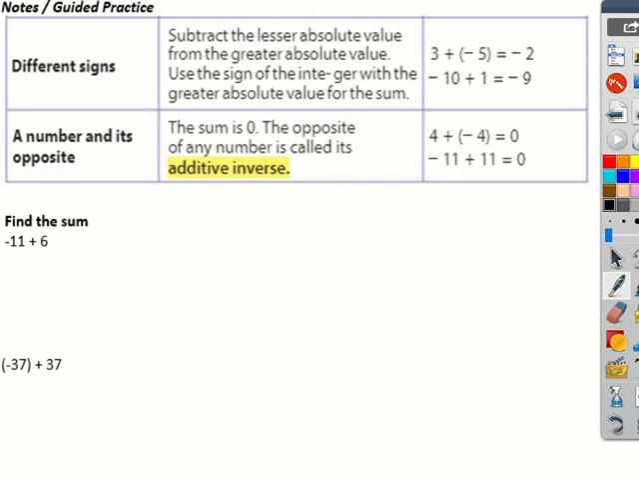So today we are not using number lines or chips. What we are doing is using the rules in which we add integers with different signs. So if you guys see, we have a little table up here and it says you're going to subtract the lesser absolute value from the greater absolute value. Use the sign of the integer with the greater absolute value for the sum. Okay, so I'm going to rearrange this a little bit.